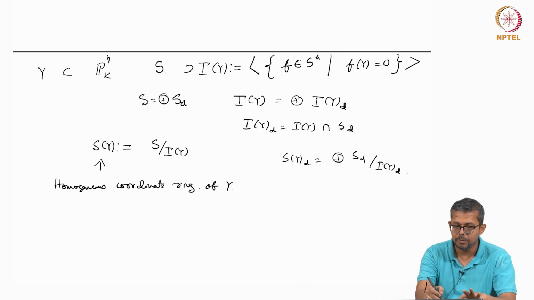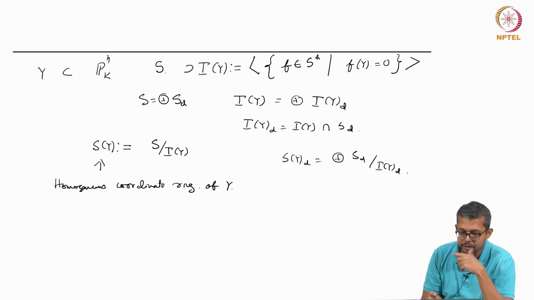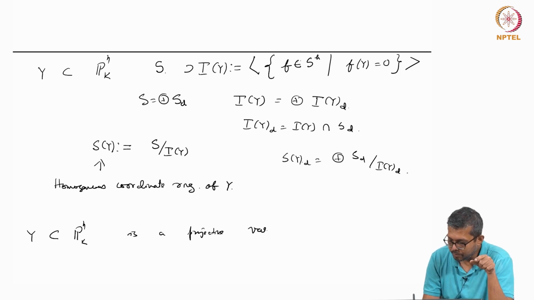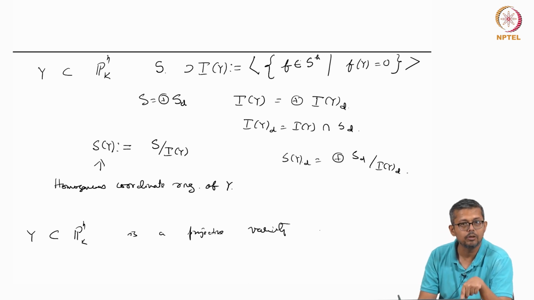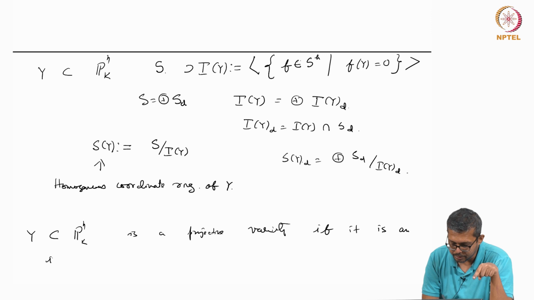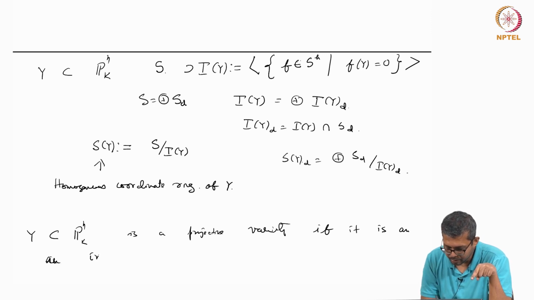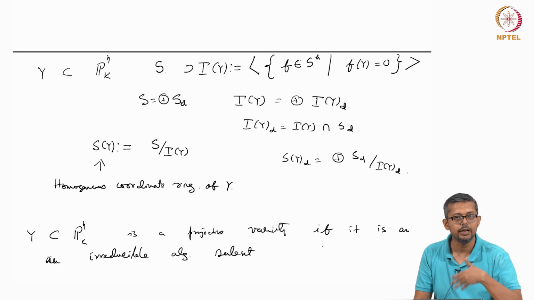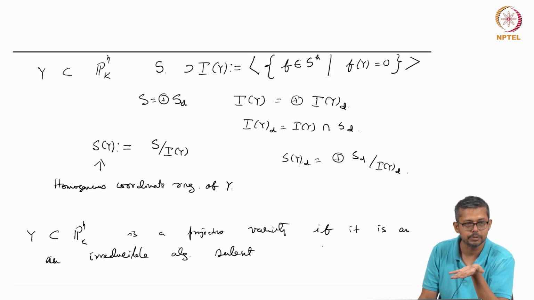So on P^n over K you have a topology. Now you say that Y is a projective variety if it is a closed subset. So this is for any subset. Now you call Y in P^n over K a projective variety if it is an irreducible algebraic subset, irreducible as a topological space, and Y gets a natural topology induced by the Zariski topology on the projective space.